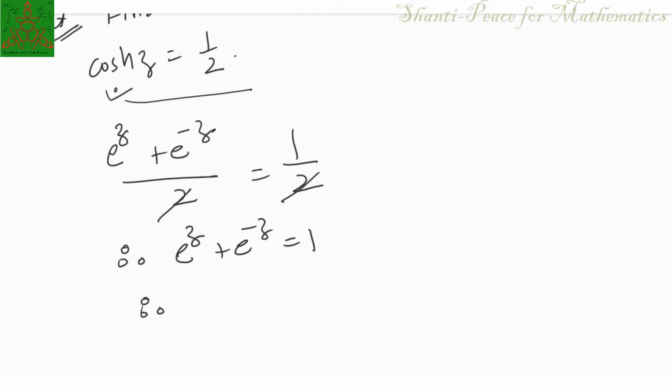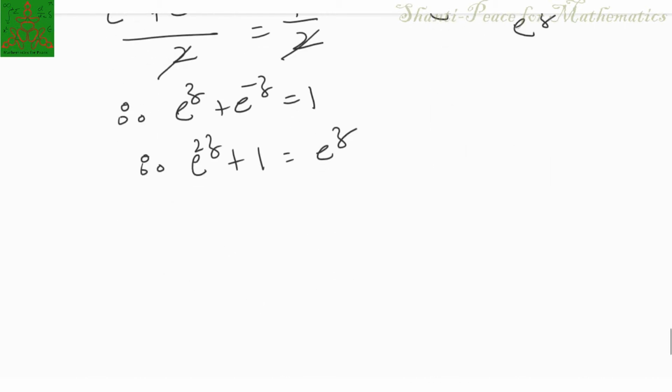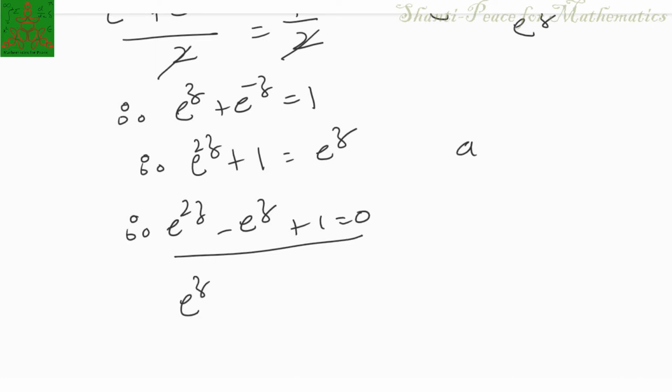If you take e power minus z as 1 upon e power z, that will be e power 2z plus 1 equal to e power z. If you take this quantity to the other side, that will be e power 2z minus e power z plus 1 equal to 0. You can observe that this is a quadratic equation in terms of e power z. It will be of the form ax square plus bx plus c equal to 0, where x is e power z.